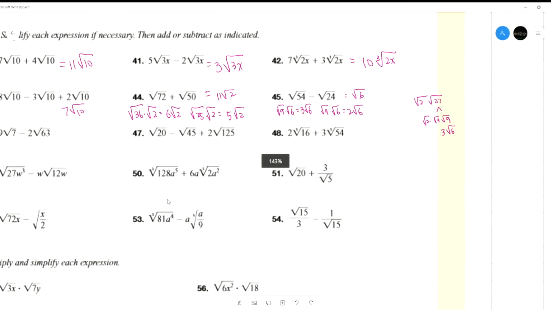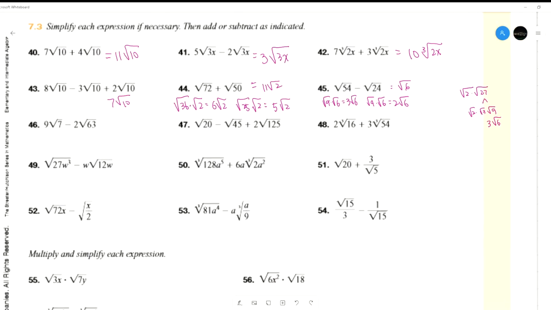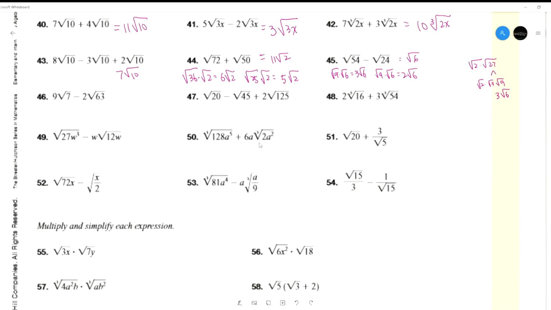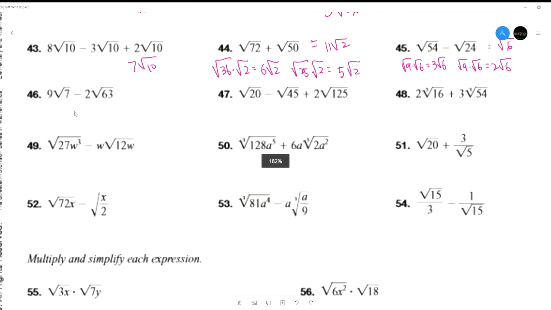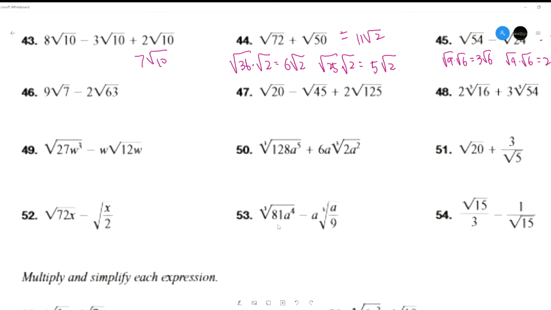Alright, let's see. Hopefully that looks familiar, right? Okay, let's try some more. So you got 9 radical 7 minus 2 radical 63. These are not like radicals at the moment. Radical 7 you can't simplify. However, at least the radical 63 you can.